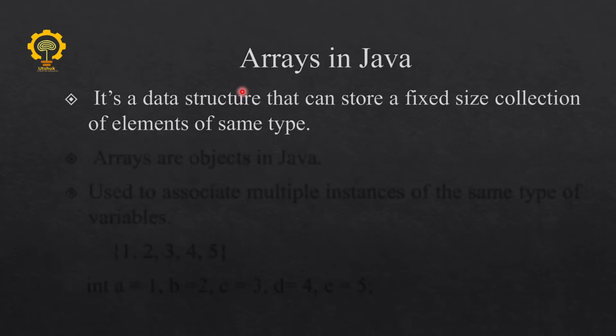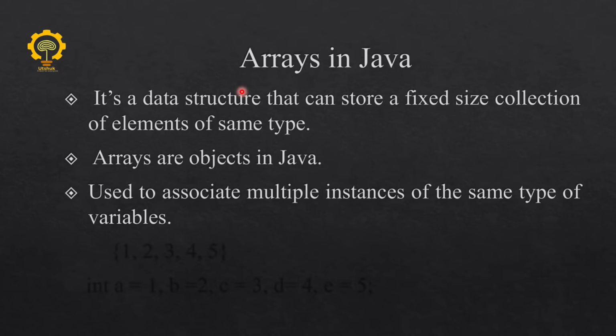So arrays in Java basically means that it's a data structure that can store a fixed size collection of elements of the same type. So if you want to store different numbers of the same type in one variable, then we use an array. Arrays in Java are slightly different from the C or C++ concept, as arrays here refer to objects. So it is used to associate multiple instances of the same type of variables.